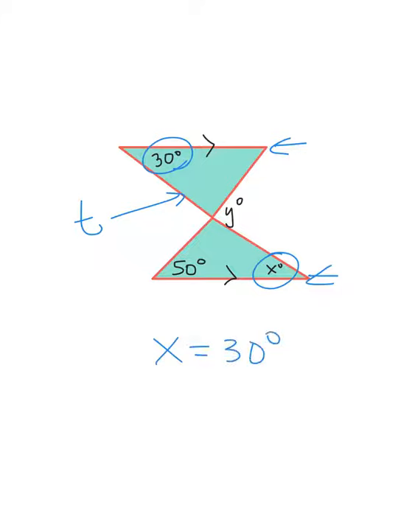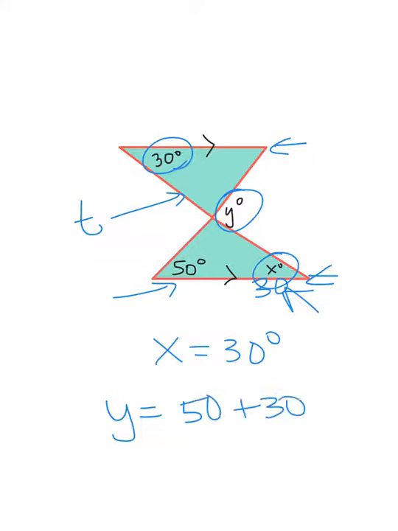Now that I have that established, if x is equal to 30 here, I notice that y is actually an exterior angle. And my 50 and my 30 become my remote interior angles. So then I know that y is equal to 50 plus 30, because y is my exterior angle, and the 50 and 30 are my remote interior angles. So because of that, I know that y is equal to 80 degrees.